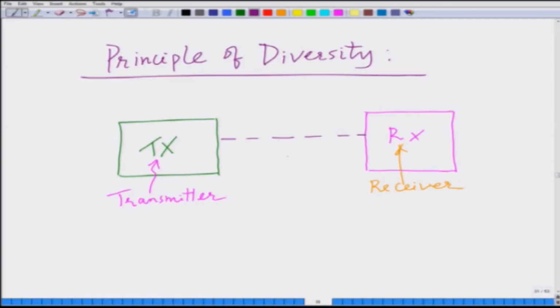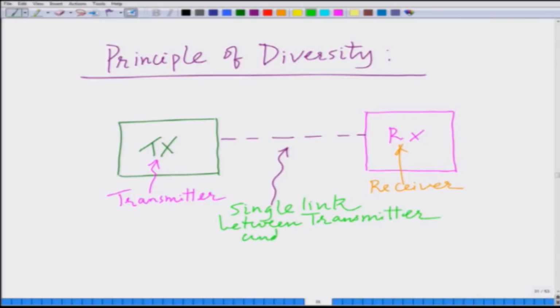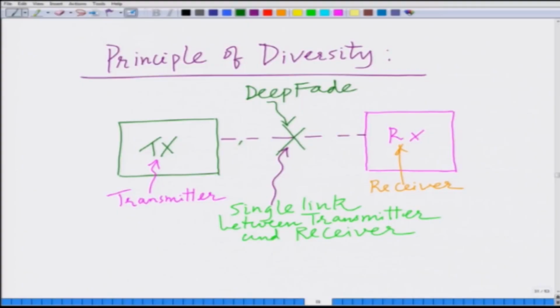So, we have a single link, a single fading path between the transmitter and receiver. Now, what happens if this link is in a deep fade? Let us say this is a deep fade event. If this single link is in a deep fade, then there is no link to transmit the signal over this wireless channel. The link between the transmitter and receiver is disrupted, and that results in the poor performance of the wireless communication system.